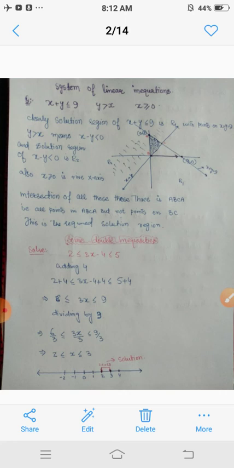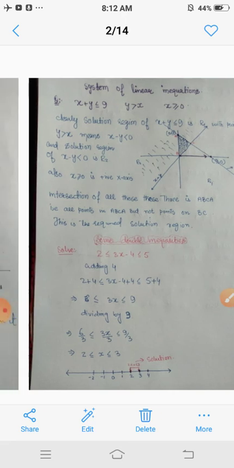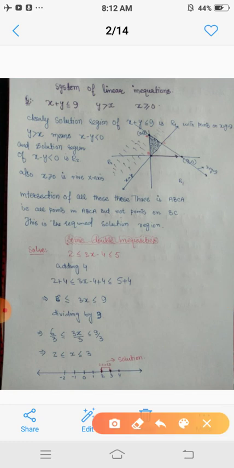Today, we will discuss a few more questions and problems on this. Now, the first one is: solve graphically this system of linear inequations. The system is x plus y less than or equal to 9, y greater than x, and x greater than or equal to 0. So here we have three linear inequations.